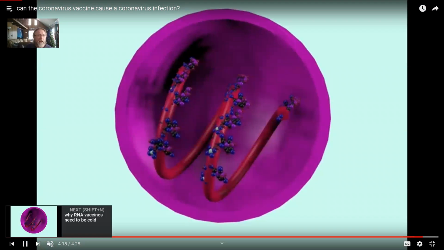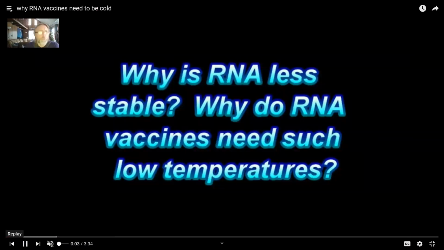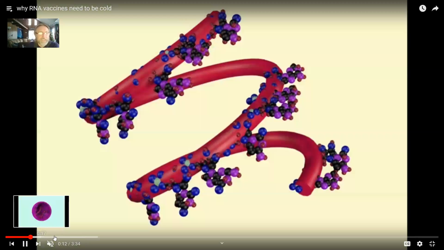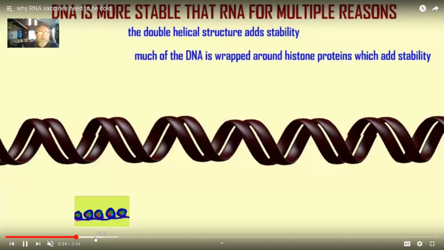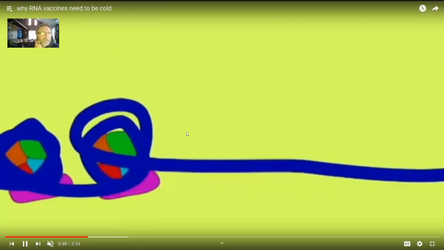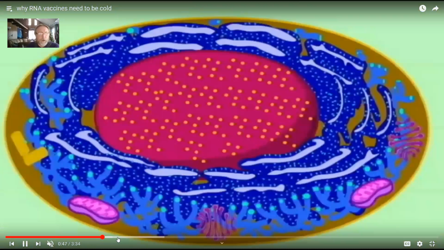Now, a second question one might ask is, why do these vaccines need to be kept at such cold temperatures? And the main answer is because we are dealing with RNA as opposed to DNA. RNA is less stable. Now, if we were to just use DNA as a reference, why is DNA so much more stable than RNA? Well, it's wrapped around these histone proteins in the nucleus. That adds to stability. It has a double helix that adds to stability.